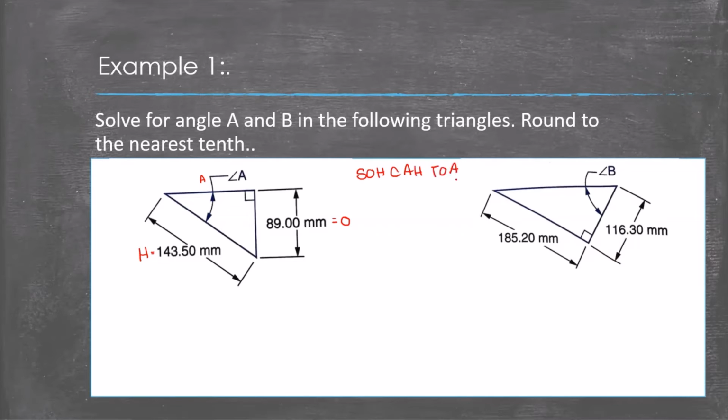Okay, so I've got SOHCAHTOA. I have hypotenuse and I have opposite. It should be sine. Cosine uses adjacent and hypotenuse, tan uses opposite and adjacent, so they're no good. So the sine of angle A, you can use the theta symbol if you would rather, is equal to opposite, which goes first on the top, and on the bottom, 143.50.